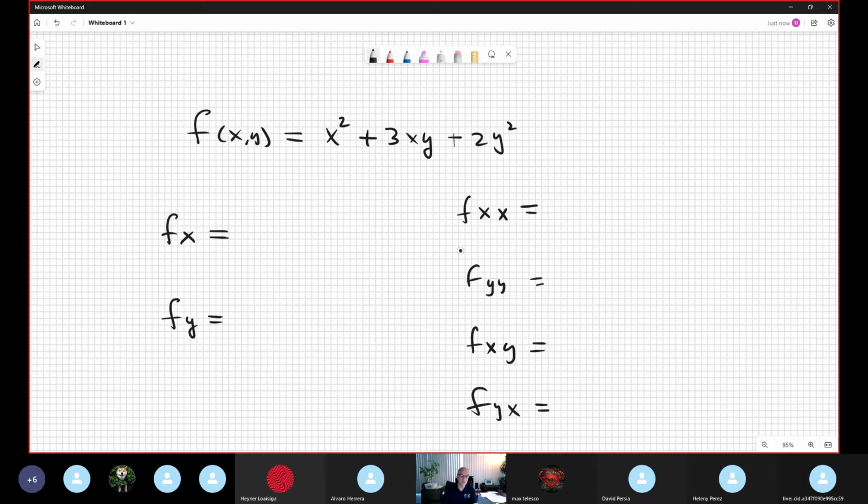So first of all, you differentiate with respect to x. You consider that x is the only variable that exists in the world, and the rest is constant. It's just a number. Cool? Who helps me? Come on.